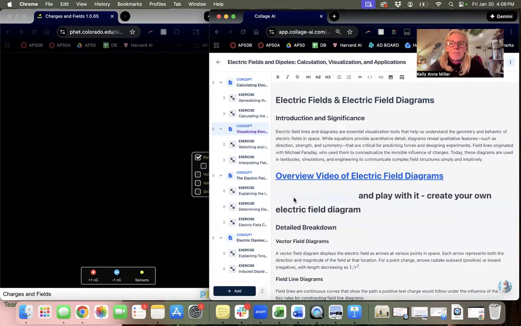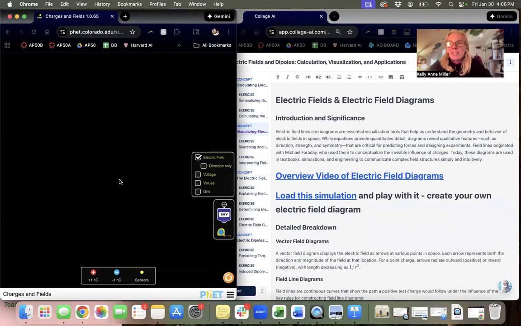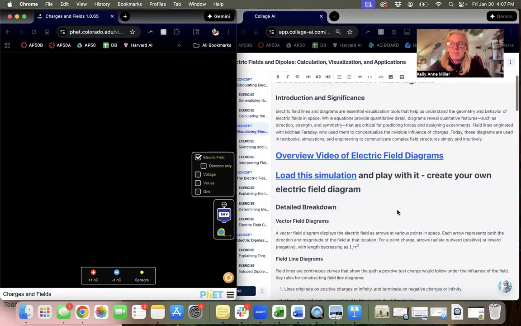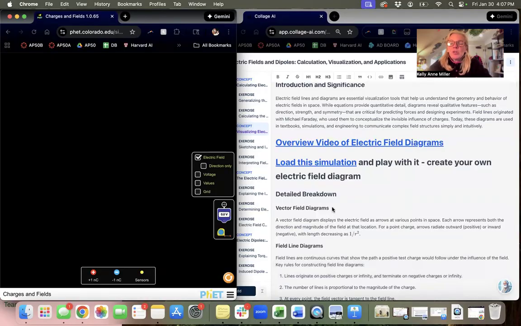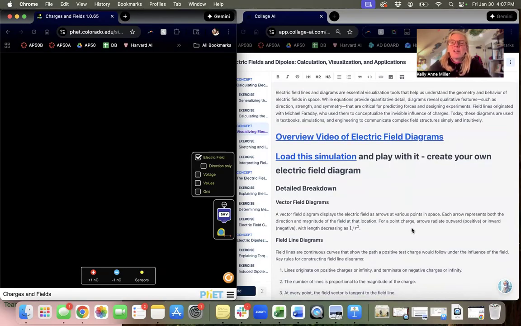So I linked this simulation to this concept on electric field diagrams. If you click here, it's weird, the link disappears, but you should still be able to click it, and then this comes up. This is a simulation made by the University of Colorado. They call them PhET simulations, and in my opinion, they're excellent for visualizing things that are sometimes complicated to visualize in physics. An electric field line diagram is essentially a visualization tool that helps us understand the geometry of how the electric field behaves in space, basically the shape of it.